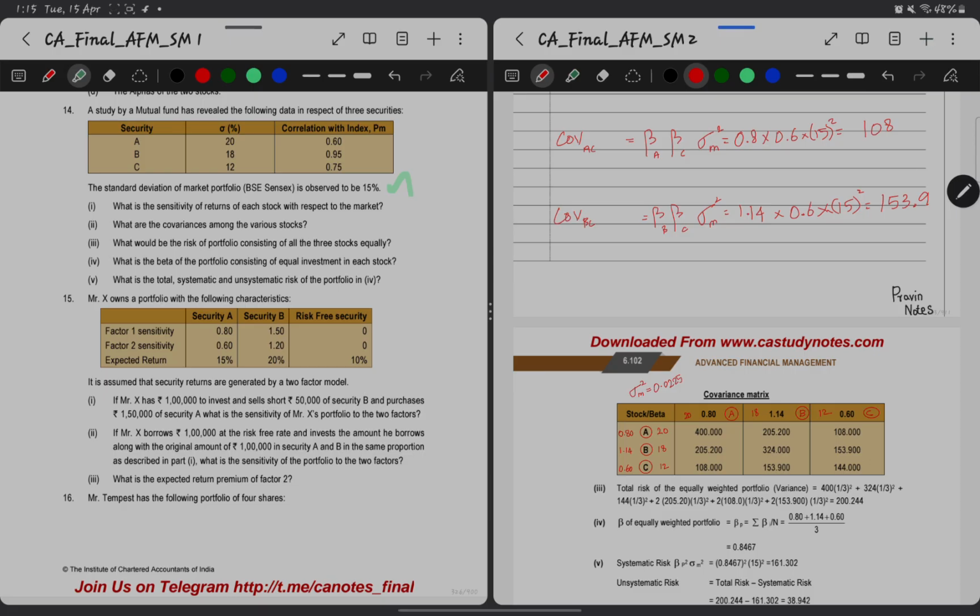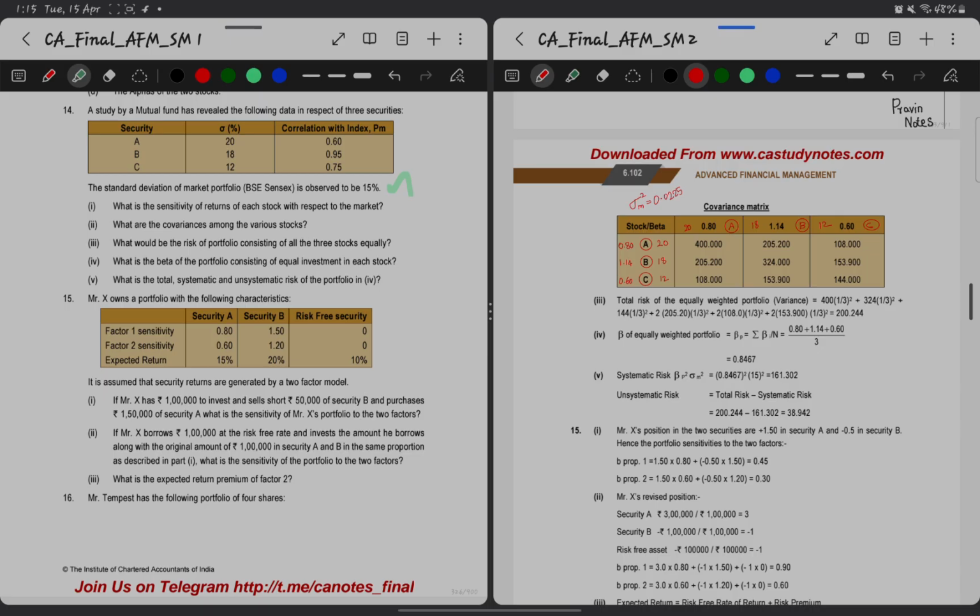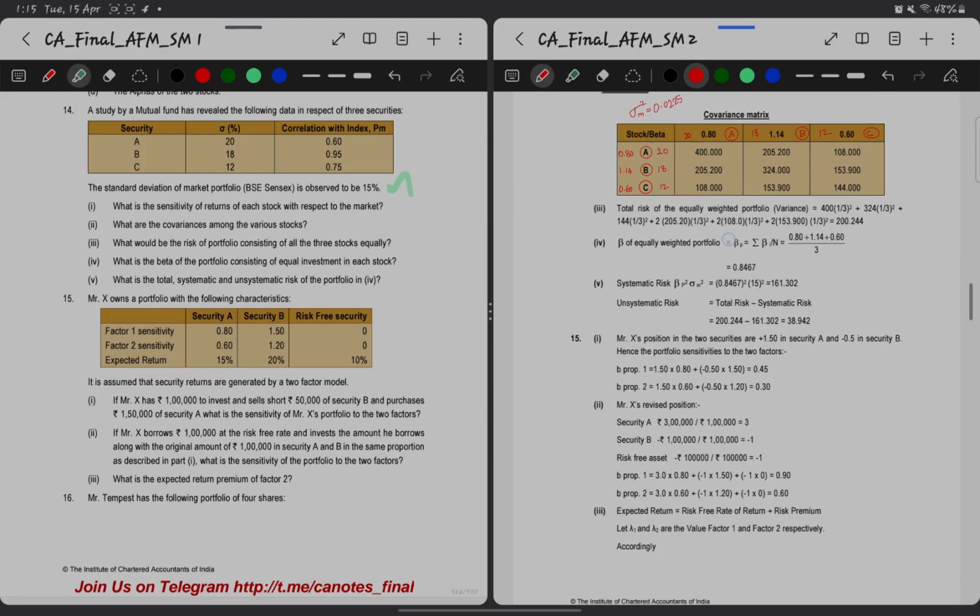Now the third requirement is what would be the risk of a portfolio consisting of all the three stocks equally. Here they are asking for the risk of the portfolio, and in the previous questions we have seen the risk of a portfolio wherein only two stocks are involved, so we followed the a plus b the whole square approach. Here the same approach we can follow, but three stocks are involved.